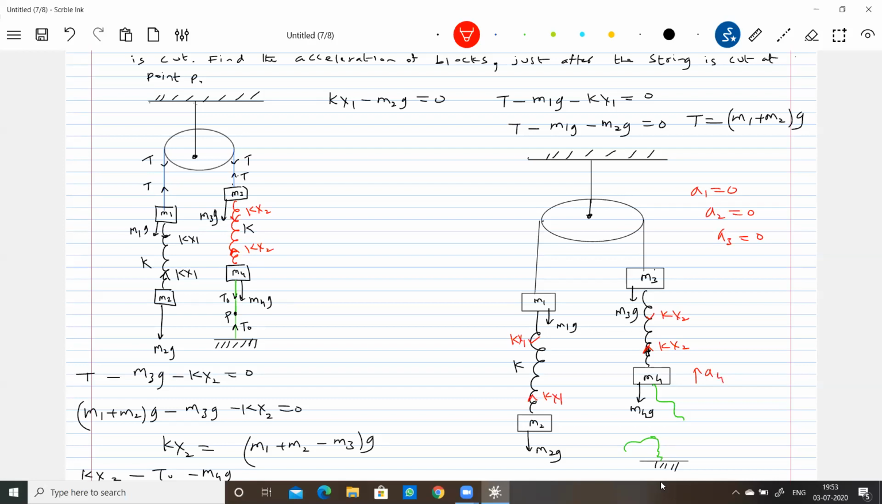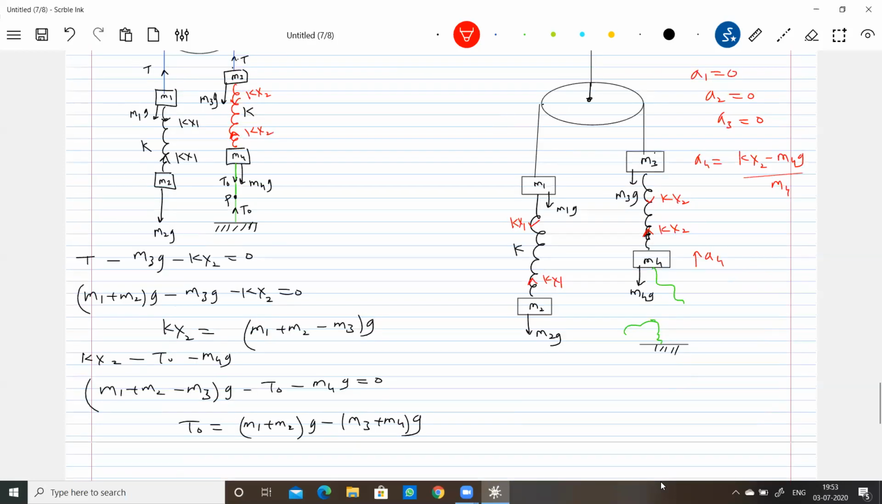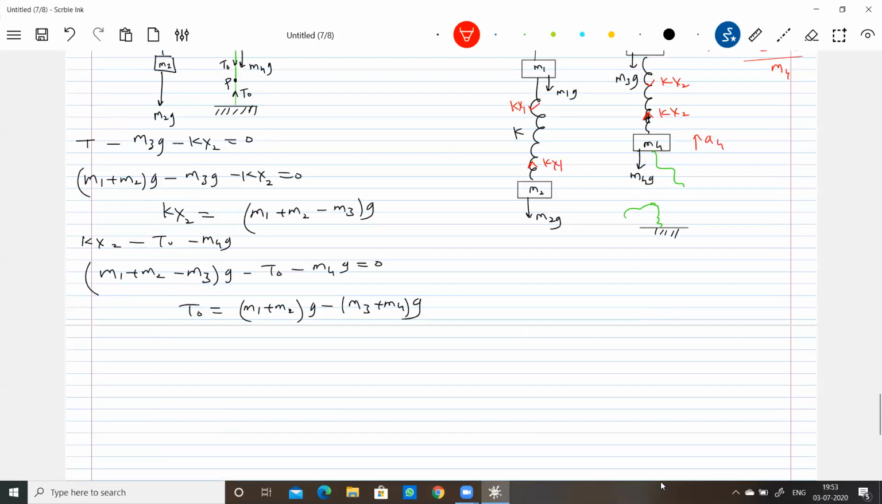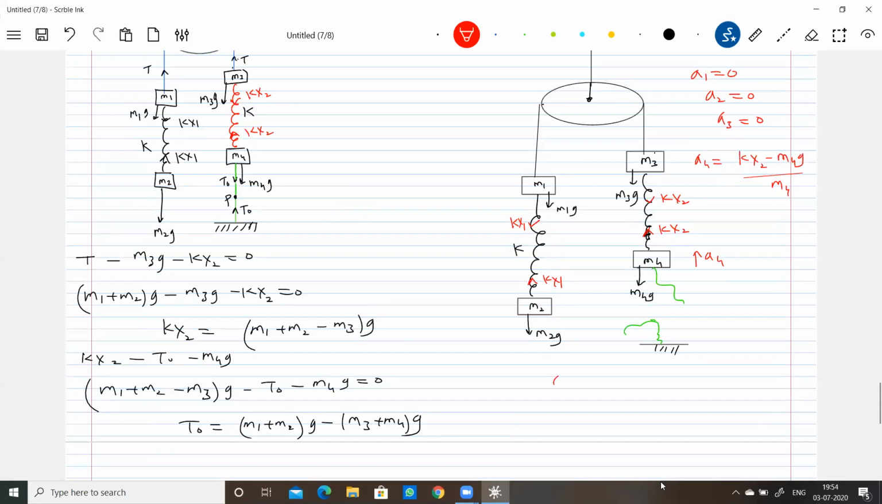Then what is the equation for that? A4 should be equal to (Kx2 minus M4G) by M4. Do we know the Kx2 value? Yes, that's what we got earlier. Kx2 is (M1 plus M2 minus M3)G. So the value of A4 should be equal to ((M1 plus M2 minus M3)G minus M4G) by M4. This will be the acceleration, directed vertically up.